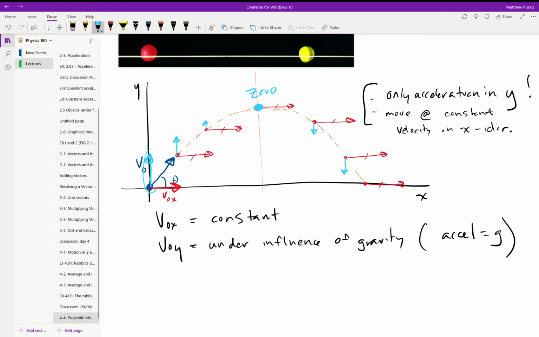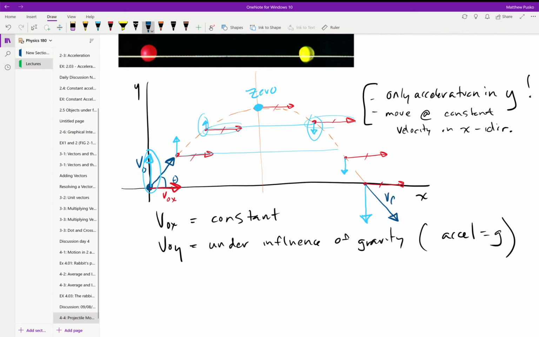So the length of the final vector, if it landed on the same level it got launched from, should be the same. Just like this length and this length are the same, and this length and this length are the same. If it's shot from the same level it lands at, it will make a symmetrical parabola if not under the influence of drag. And so what we can see, I can resolve this final vector.